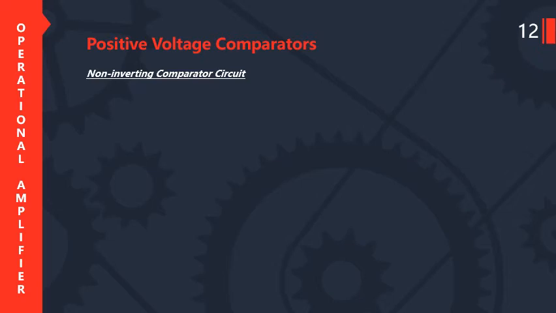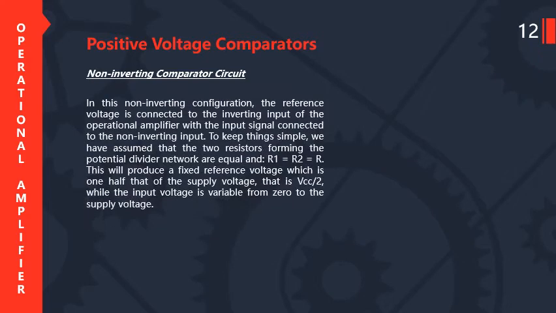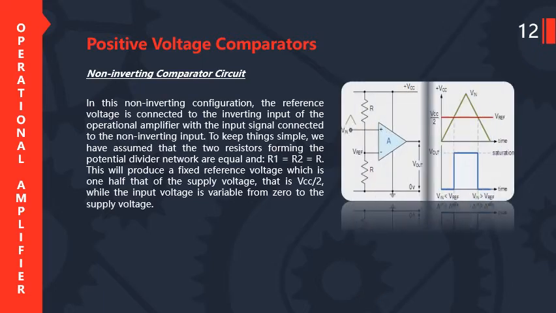नॉन इन्वर्टिंग कंपैरेटर सर्किट, जो कि हमारा पॉजिटिव वोल्टेज कंपैरेटर सर्किट के अंदर आता है. In this non-inverting configuration, the reference voltage is connected to the inverting input of the operational amplifier with the input signal connected to the non-inverting input.